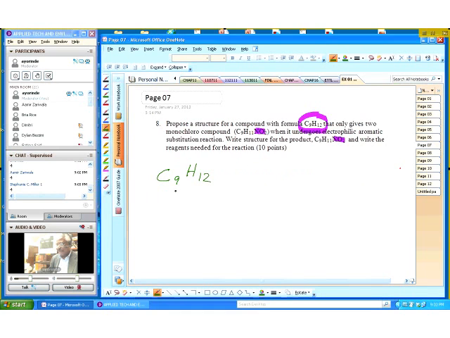C9H12, what is the index of hydrogen deficiency? IHD equals 4. Anytime you have IHD equal to 4, since we are dealing with aromatic compounds, I would say that we already have benzene. I would take a very good guess that we have benzene, since they also told you that we are performing electrophilic aromatic substitution. So definitely it is benzene.